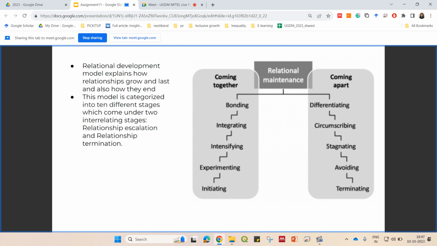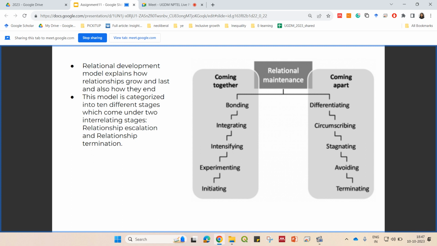Then moving on to the relational development model. So this is what a relational development model is. It basically explains how any kind of relationship grows and how people come together, and then how people in that relationship get apart and then the relationship terminates. So the relational development model tells you about that process.